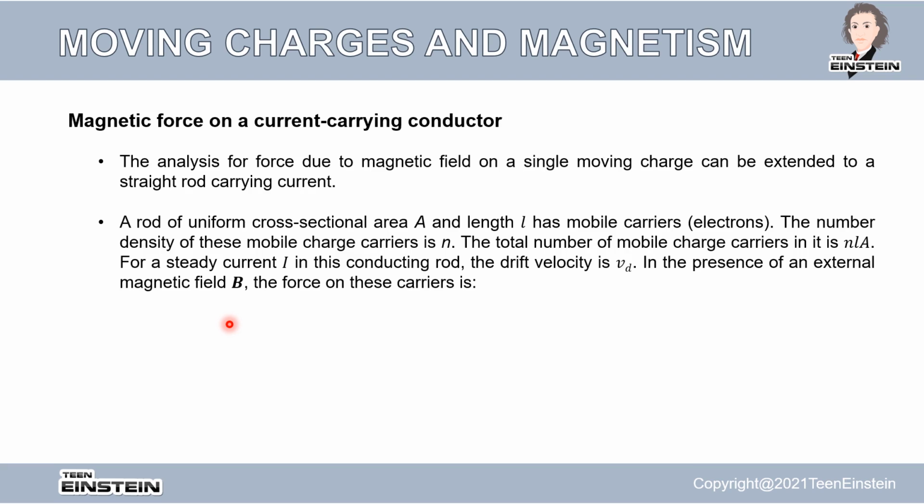Now what if we have a current carrying conductor? What is the difference here? In a current carrying conductor you have a lot of charges moving. So when you have a lot of charges moving in a steady state, what is the force acting upon this conductor by a magnetic field? That's what we are going to see.